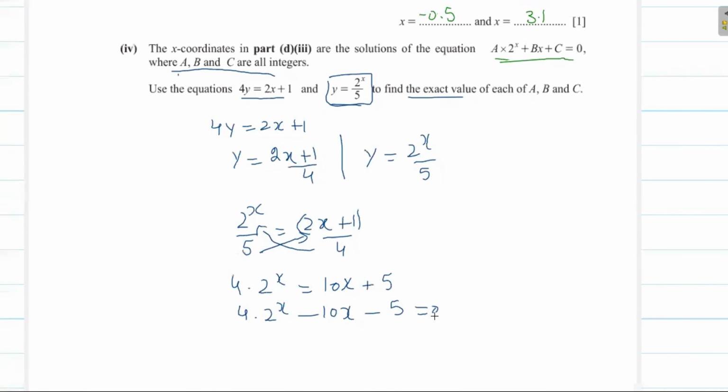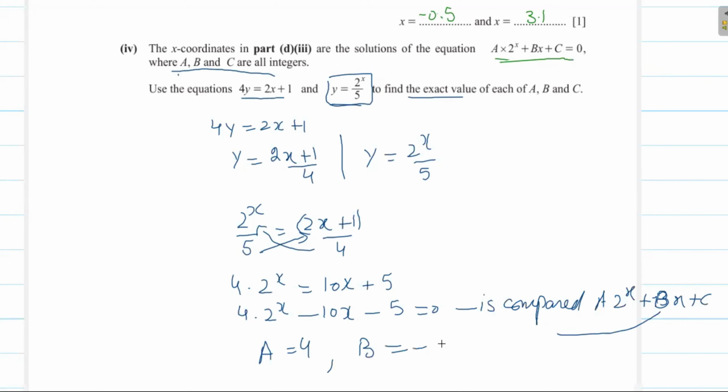Now when this equation is compared to a into 2 power x plus bx plus c, you see here a is equal to 4, b is equal to minus 10, and c is equal to minus 5. And this is the answer.